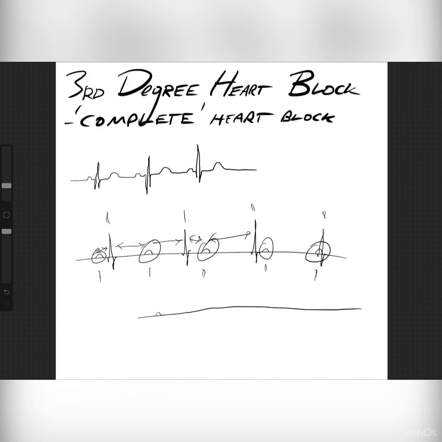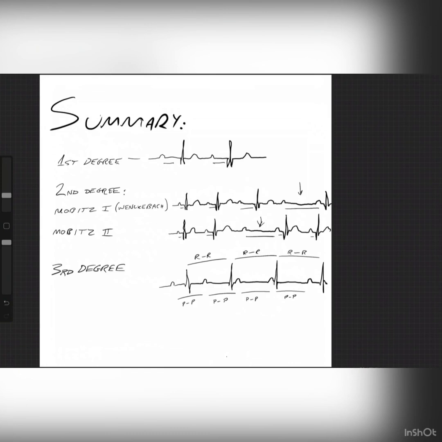earlier than that. So in summary, we have three main types of AV block: first degree, second degree, which can be Mobitz I or Mobitz II, and third degree, which is complete heart block. First degree, we have a constant PR interval, which is prolonged over 200 milliseconds, and there is a QRS complex after every P wave. In second degree, Mobitz type 1, we get a prolonging PR interval, gradually getting longer and longer until finally a beat is dropped. Mobitz type 2, we get a constant PR interval, which is normal, and then every so often there's just a dropped beat without any warning.